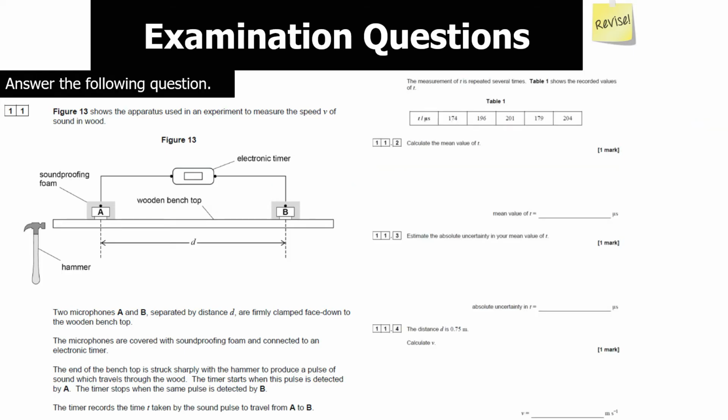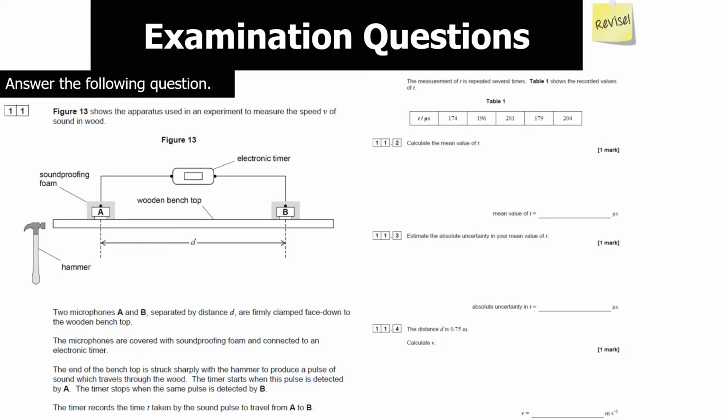The next question says the measurement of T is repeated several times and table 1 shows the recorded values of T. Calculate the mean value of T and estimate the absolute uncertainty in your mean value of T, and the distance D is 0.75 meters. Calculate V. So pause the video now, then unpause the video when you want to go through your answer.